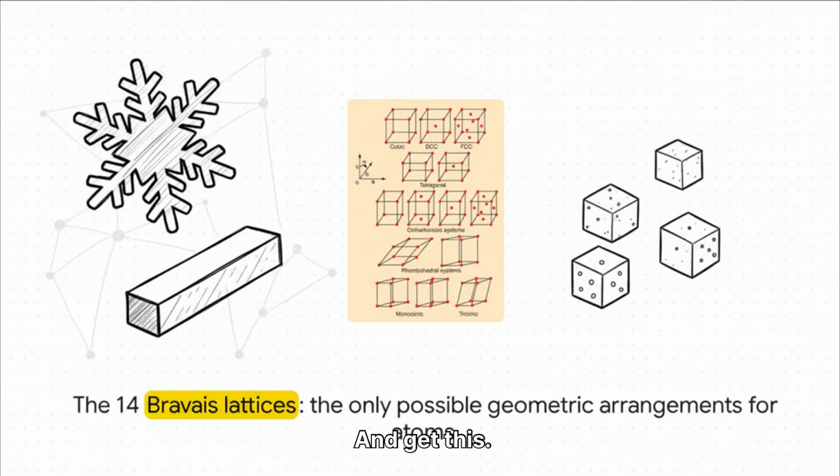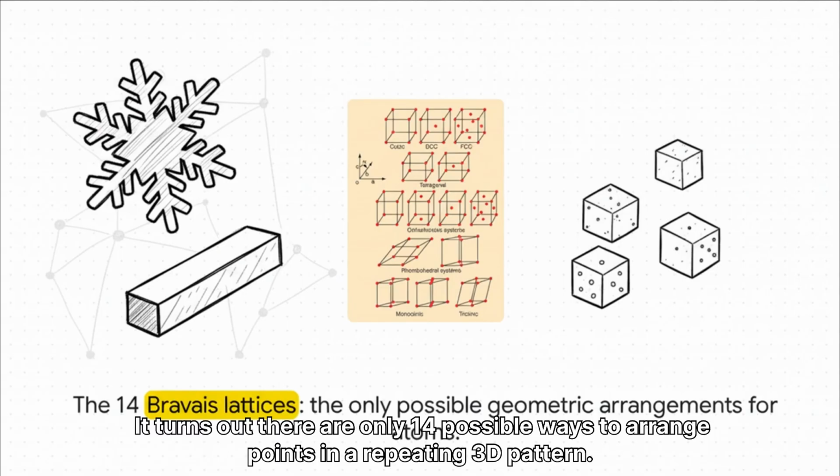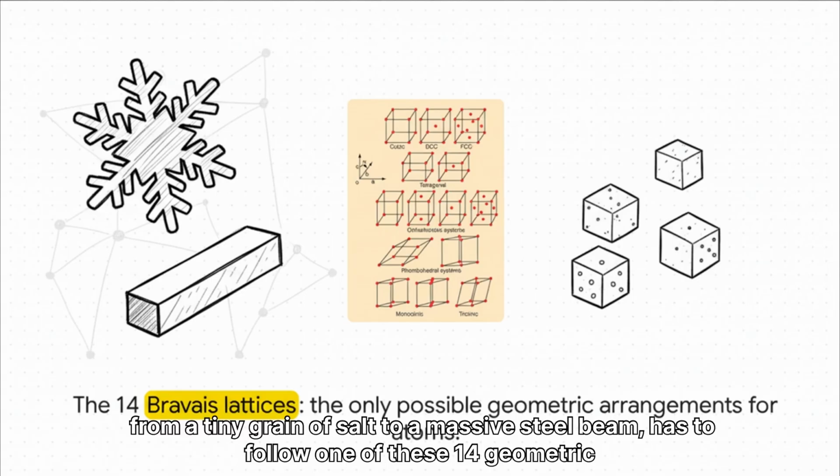And get this, this is what blows my mind. It turns out there are only 14 possible ways to arrange points in a repeating 3D pattern. That's it. These are the Bravais lattices, and every single crystalline solid in the entire universe, from a tiny grain of salt to a massive steel beam, has to follow one of these 14 geometric blueprints.